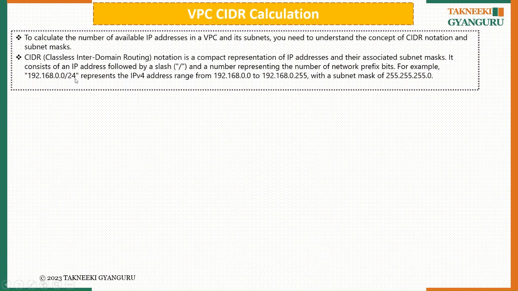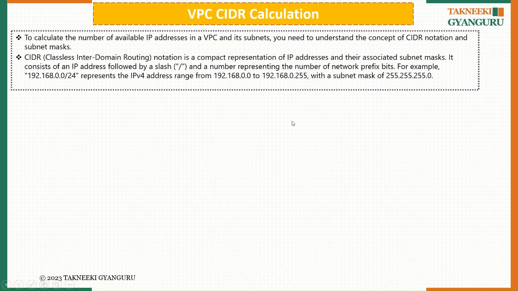For example, 192.168.0.0/24. The 24 is called bits. It represents the IPv4 address range from 192.168.0.0 to 192.168.0.255 with a subnet mask of 255.255.255.0. So how can we calculate this? 192.168.0.0/24 has a range from this to this.